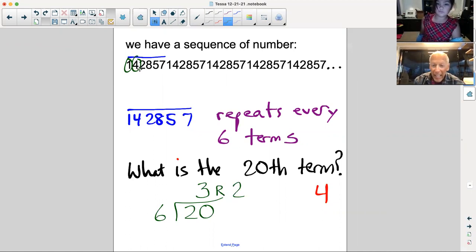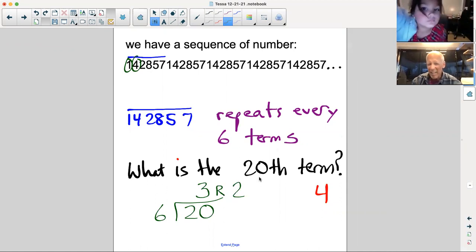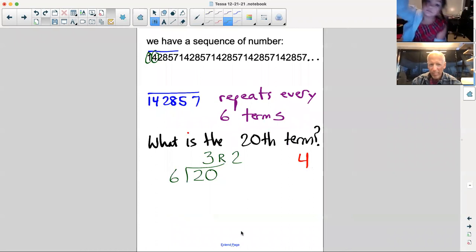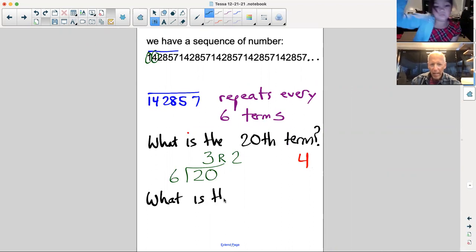So I completely agree with you, Tessa. It is definitely the number 4. Now, Tessa, I'm going to give you another challenge, but this one's going to be harder. Are you ready? Yes. What is the 100th term?